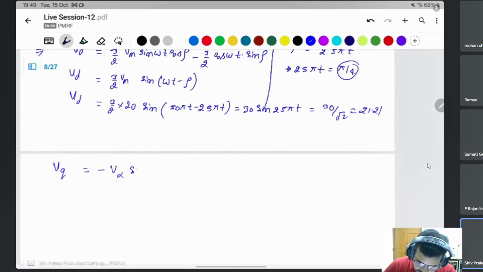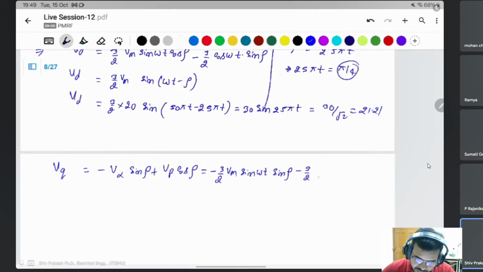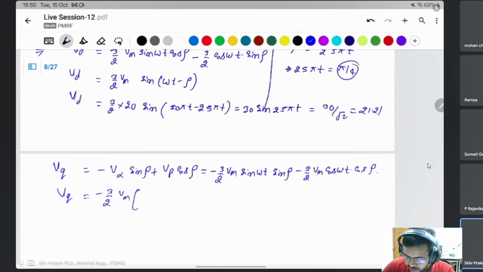Vq is V beta cos rho minus V alpha sin rho. V alpha is 3 by 2 Vm sin omega t, into sin rho, minus 3 by 2, V beta is Vm cos omega t, into cos rho. This is sin A sin B minus cos A cos B. You can take the opposite of this: cos A cos B minus sin A sin B, which will be cos of A plus B. But there is a negative sign on both sides, so take a negative and 3 by 2 Vm common. This will be sin A sin B plus cos A cos B, which is cos of A minus B, cos of omega t minus rho.